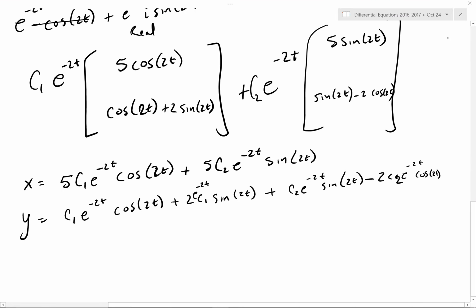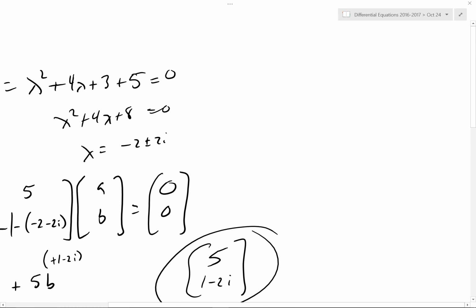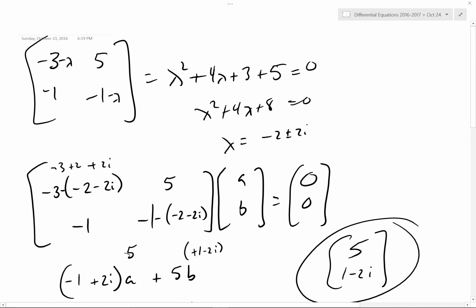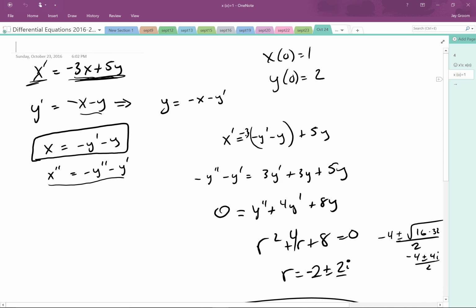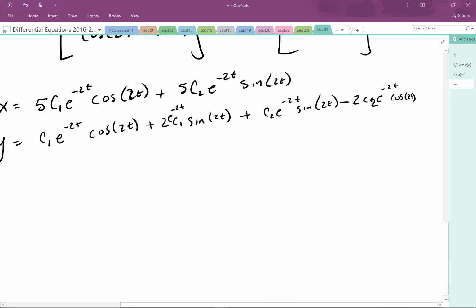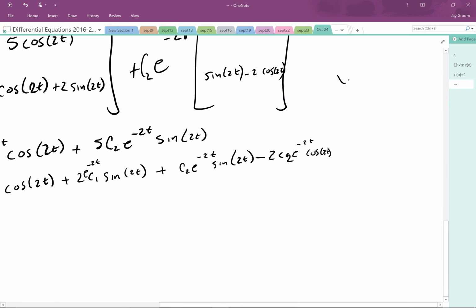Ugh, what a mess. All right. So what are my coefficients? What are my initial conditions? Hey, they're not on this page. That's why I can't find them. 1 and 2. So there, my initial conditions are 1 and 2.